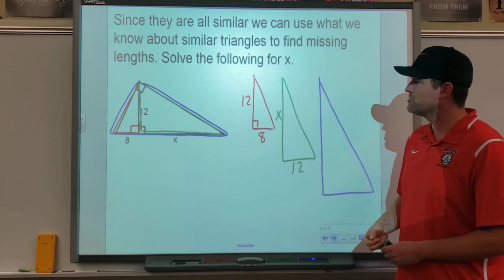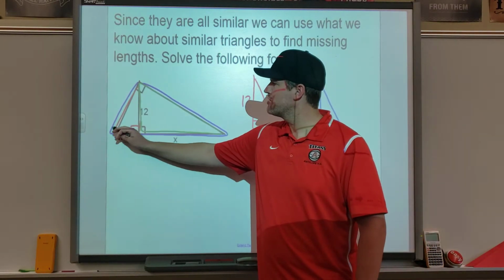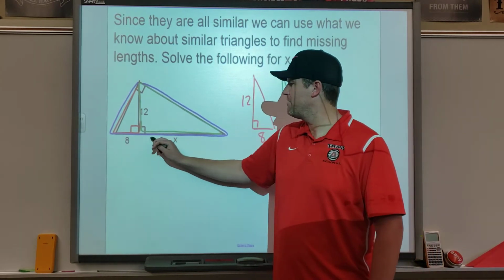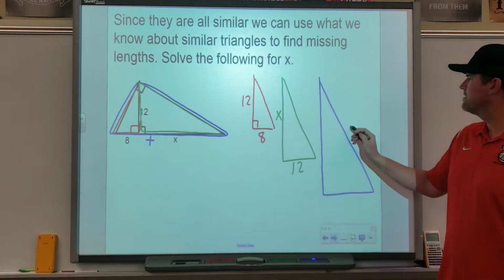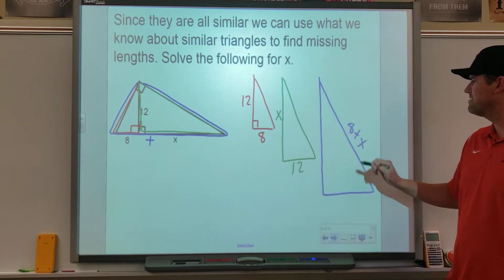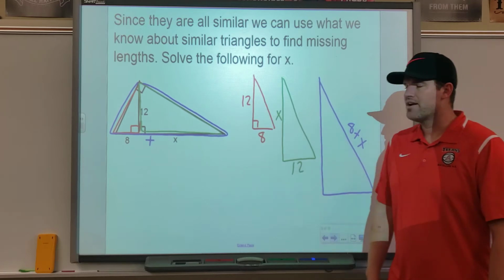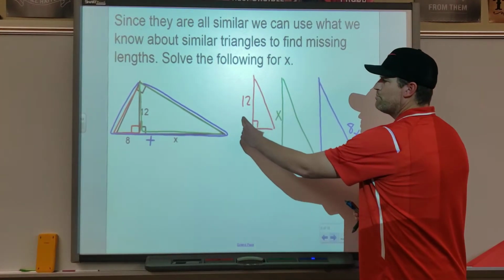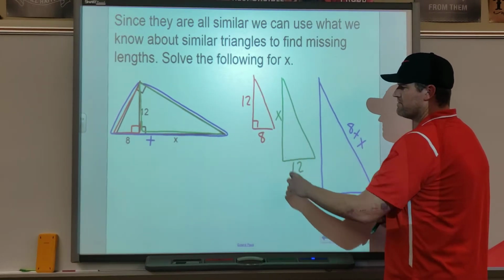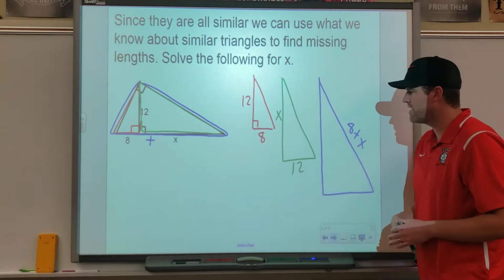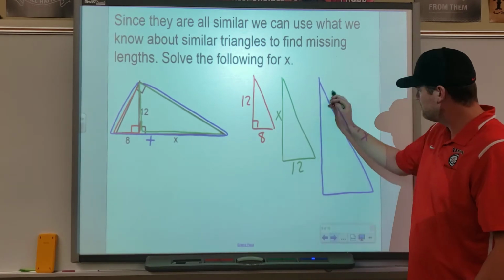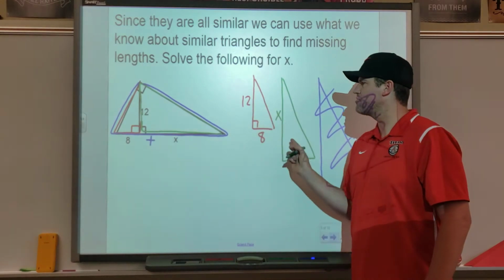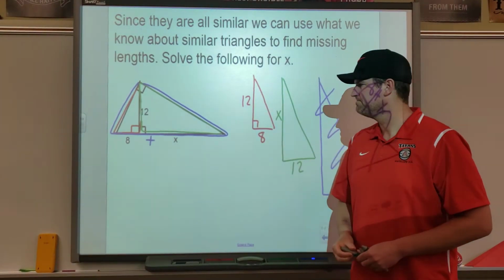And then if I go to the big triangle, I don't know the shortest side, I don't know the medium side, and the longest side, I would have to add those two together. So the hypotenuse is 8 plus x. All right, so when I go to solve this problem, I notice that I have two parts of this triangle, I have two parts of this triangle, but I only have one part of this triangle. So guess what? We're not going to use that triangle. We're just going to use the two triangles that we have two pieces of.